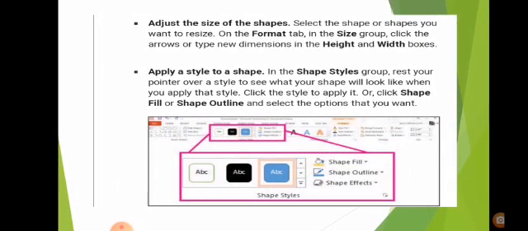Adjust the size of the shapes. Select the shape or shapes you want to resize on the Format tab. In the Size group, click the arrow or type new dimensions in the height and width boxes. Apply a style to a shape. In the Shape Styles group, rest your pointer over the style to see what your shape will look like when you apply that style. Click the style to apply it or click Shape Fill or Shape Outline and select the option that you want.